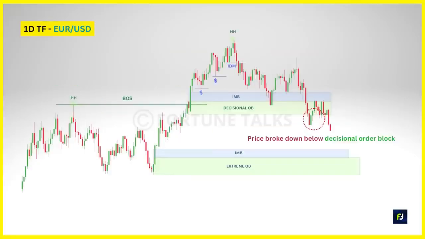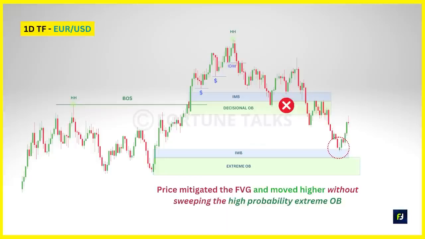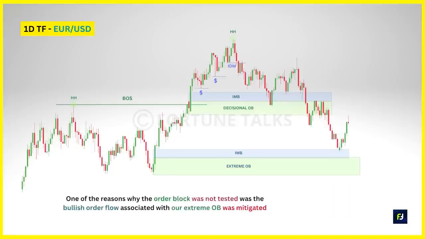So here, the price took a reaction from the decisional order block, but then it broke down below this order block. Keep in mind that the order flow and order blocks are just a one-time use thing. So we will neglect the decisional order block now. Then the price declined lower and it mitigated the imbalance and interestingly moved higher without taking our high probability extreme order block. One of the reasons why the order block was not tested was due to the fact that the bullish order flow, which is the last selling move before the buy that is associated with our extreme order block, was mitigated, as you can see here.